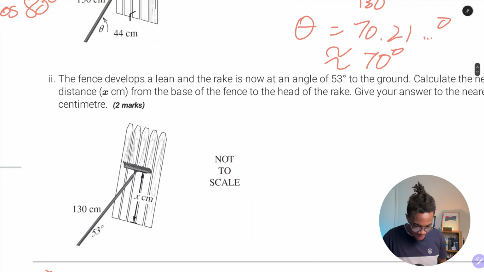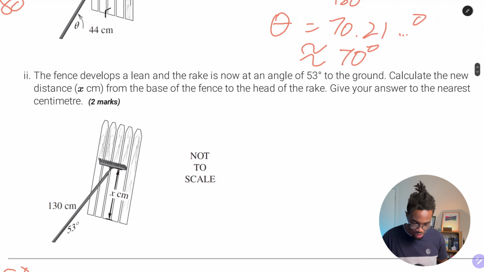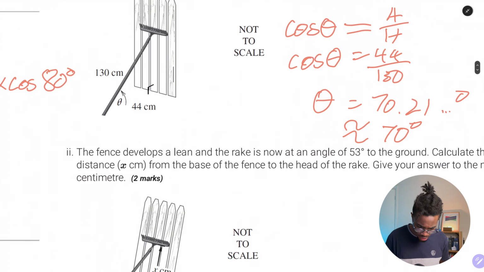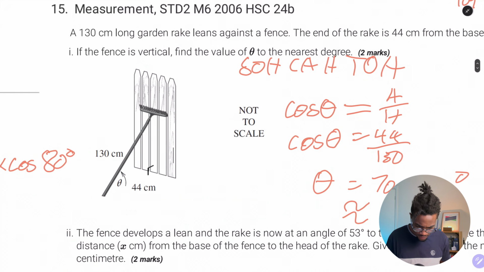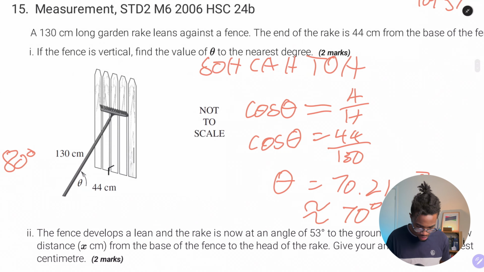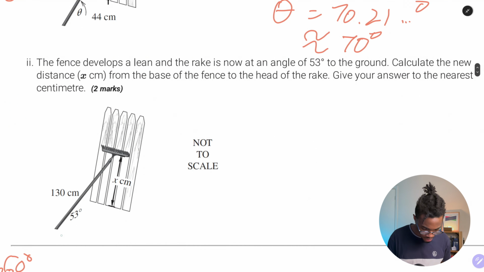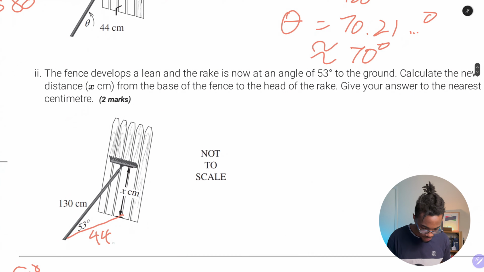The fence develops a lean and the rake is now at an angle of 53 degrees to the ground. Calculate the new distance x from the base of the fence to the head of the rake. Give your answer to the nearest centimeter. Find the vertical fence. The rake is 44, so from this question I'm going to recognize that this is still 44 centimeters.